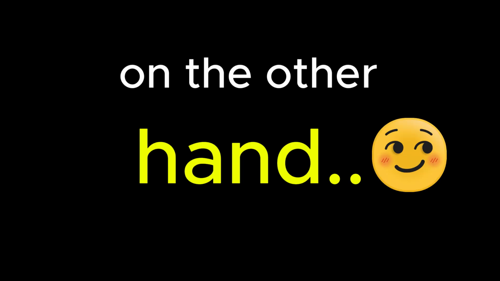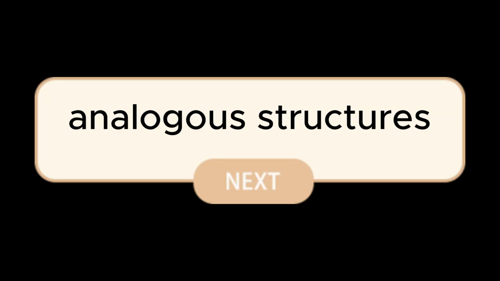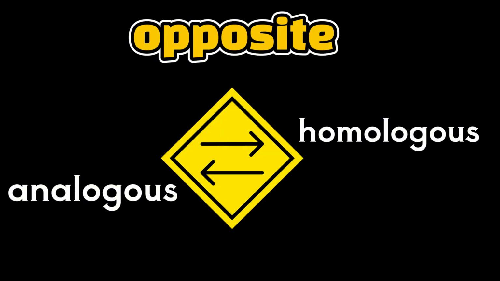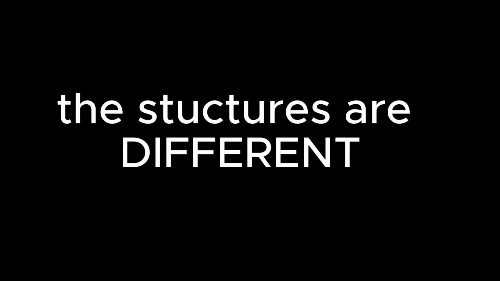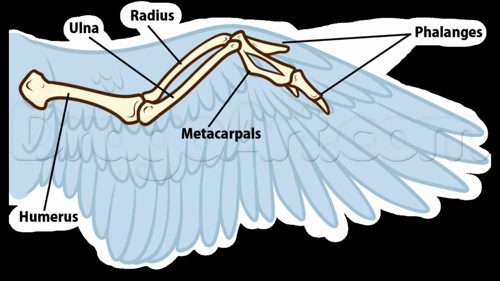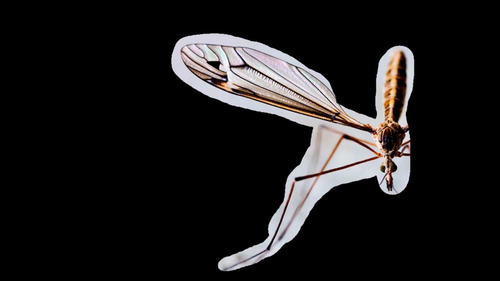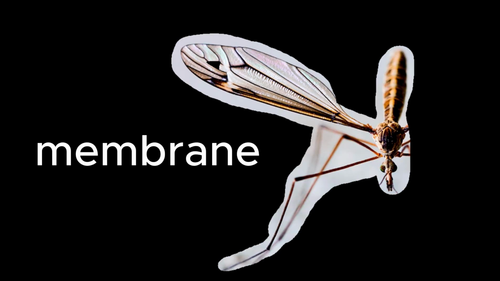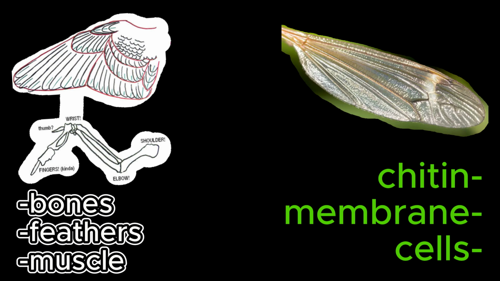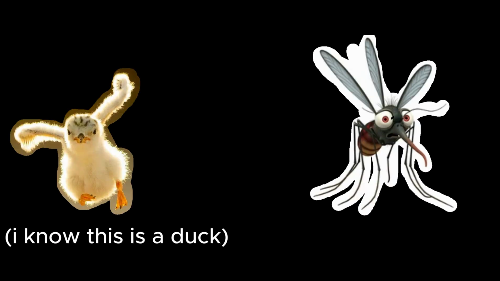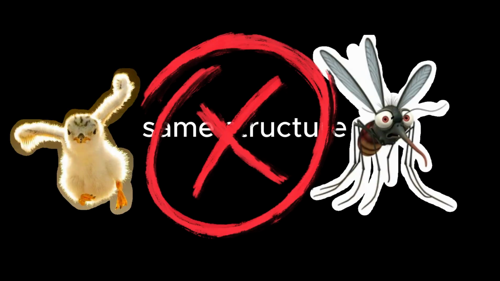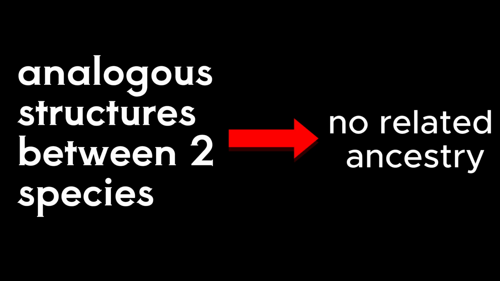On the other hand, we have analogous structures, which are the complete opposite of homologous structures. Their structures are different, like a bird wing has bones and a mosquito's wing has no bones at all. While their structures are much different, analogous structures share the same function. Like a bird and a mosquito both use their wings to fly, even though they don't have the same structure at all. The difference in the structure between the two species tells us that they do not have any common ancestry.